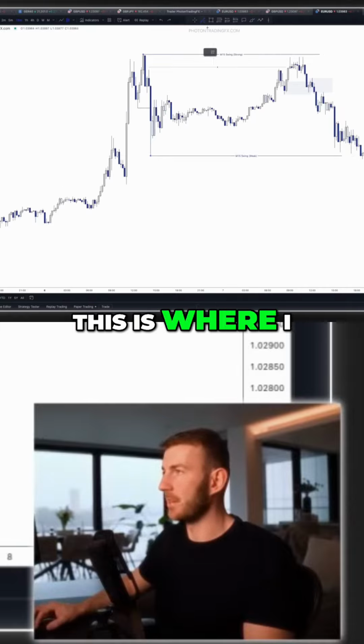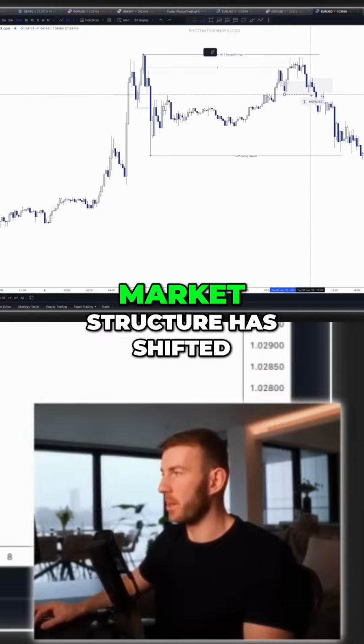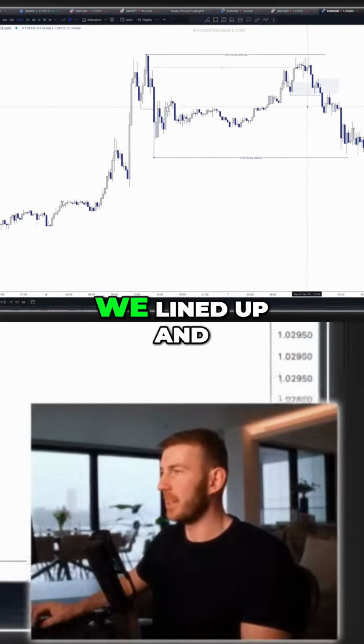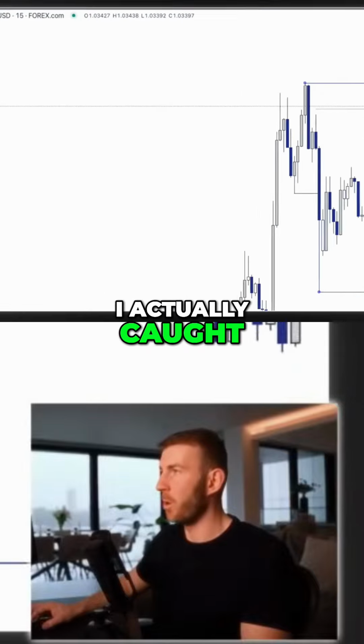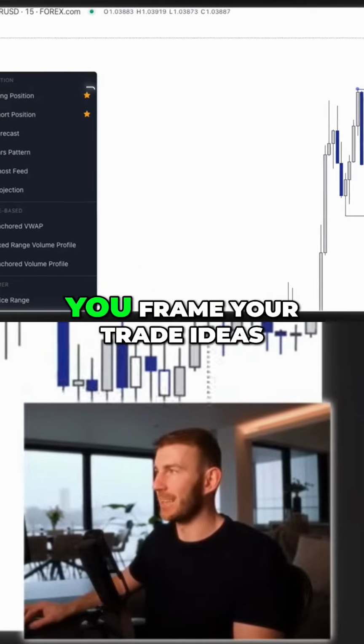okay? And again, this is where I can mark on our M15 chalk, which is essentially an aggressive way of saying how market structure has shifted in line with that. So then this is a trade idea that we lined up and a trade idea that I actually caught. And this is where you want your position tools, which you can find over here. And this is how you frame your trade ideas.